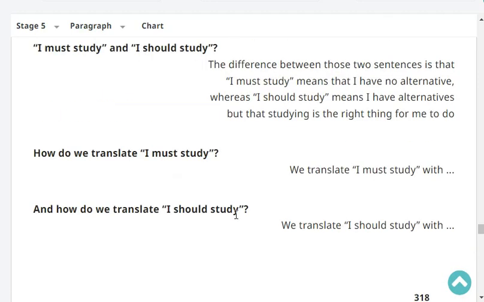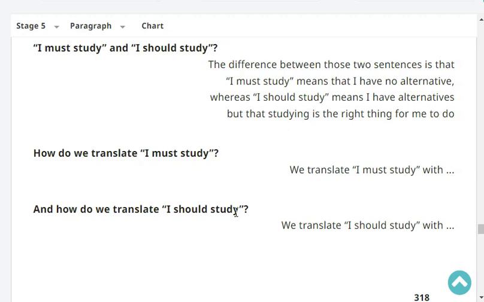Very good. One more. The difference between those two sentences is that I must study means that I have no alternative, whereas I should study means I have alternatives, but that studying is the right thing for me to do. Excellent.